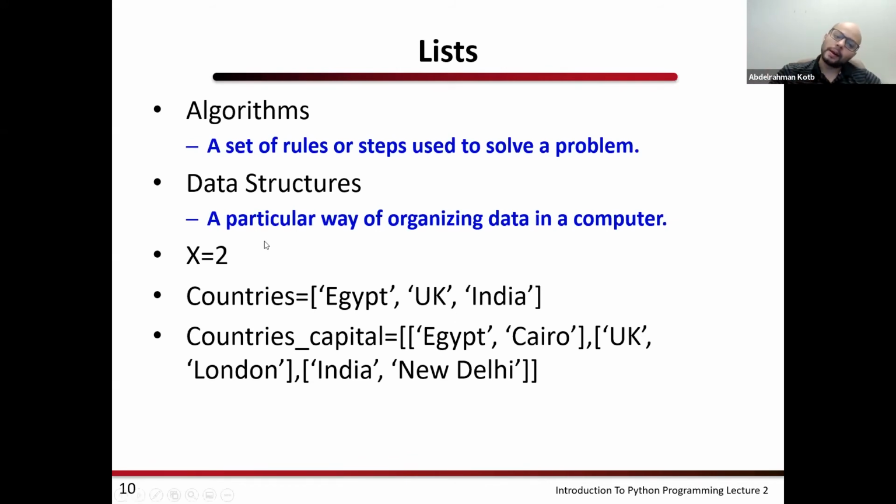If, for example, x equals 2, this is a data structure. Countries equals Egypt, UK, and India. This is a list. And we can actually make a list of lists. So, for example, countries and capitals: Egypt, its capital is Cairo; UK, the capital is London; India, New Delhi.